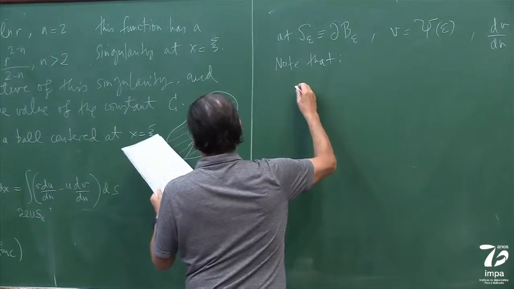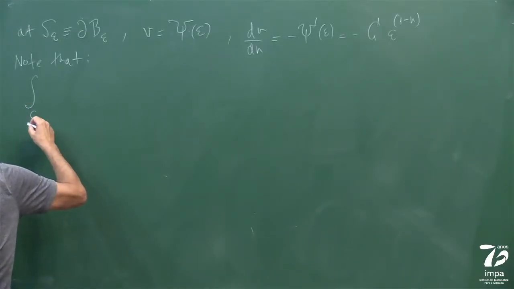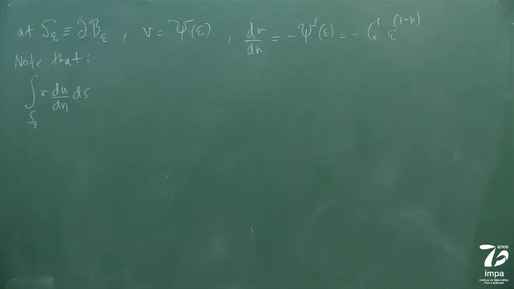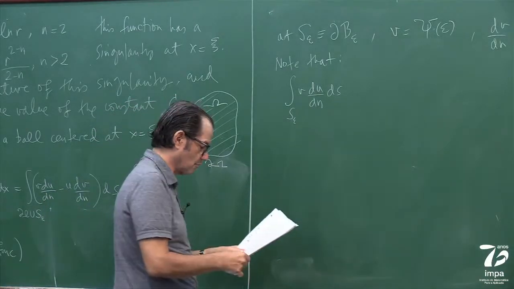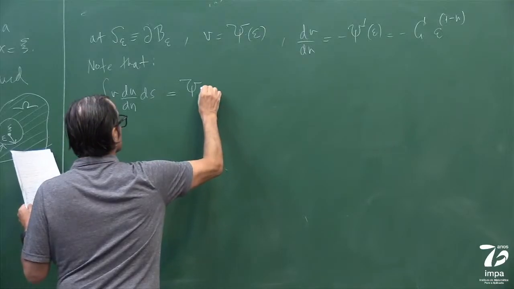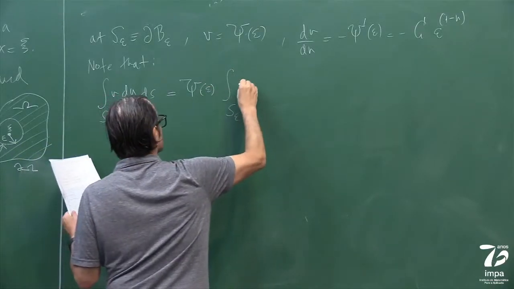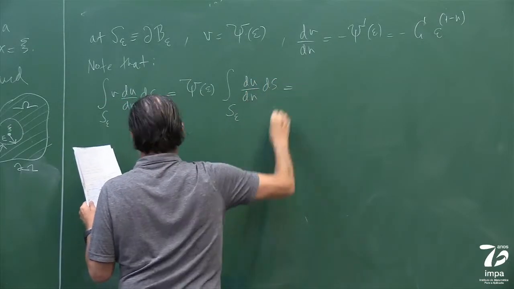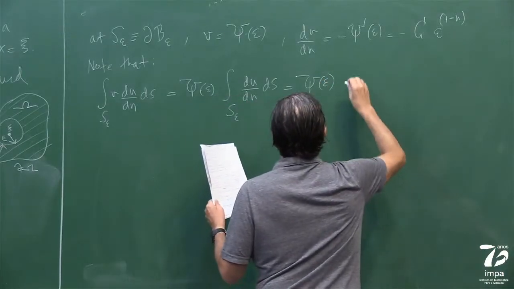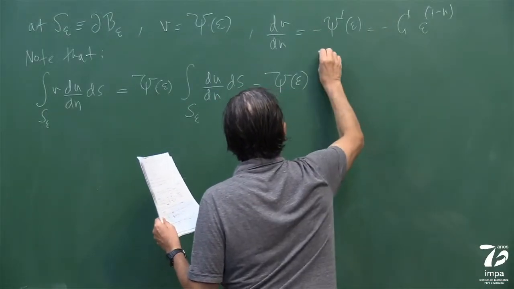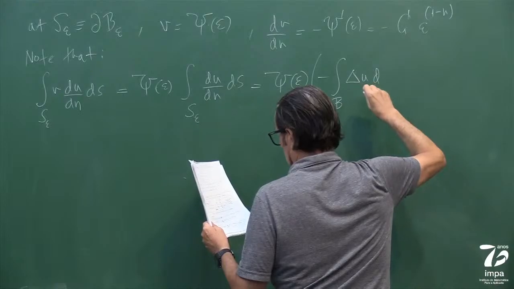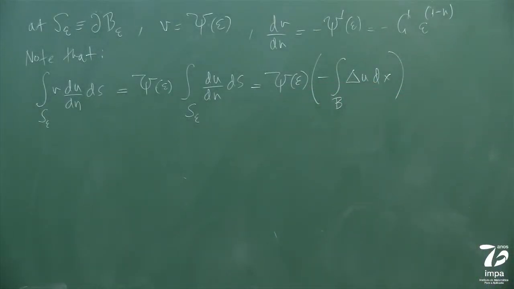So the first one is this. Note that the integral over S epsilon of v du/dn ds, because I want to shrink this to 0, so I need to look at the border of that ball. Well, this is equal to c of epsilon times the integral of du/dn ds, which is equal to c of epsilon times the integral, I put a parenthesis here, minus the integral over the ball of Laplacian of u dx. Sometimes my epsilon looks almost like a c, I have to be careful.